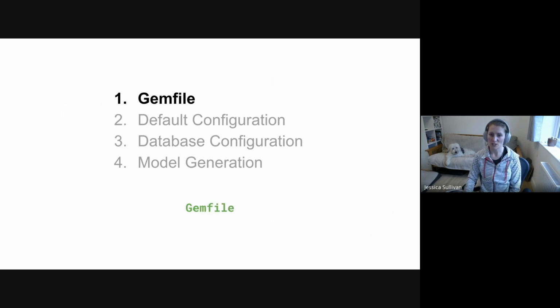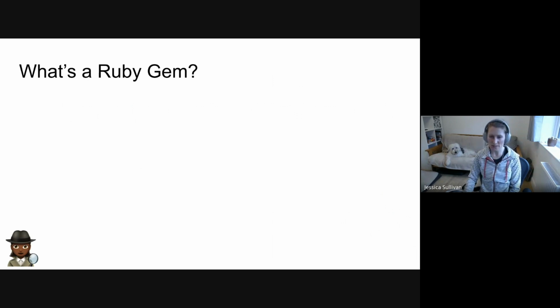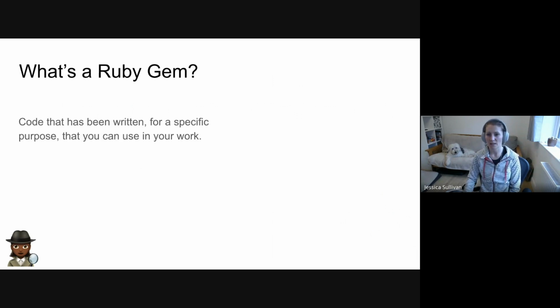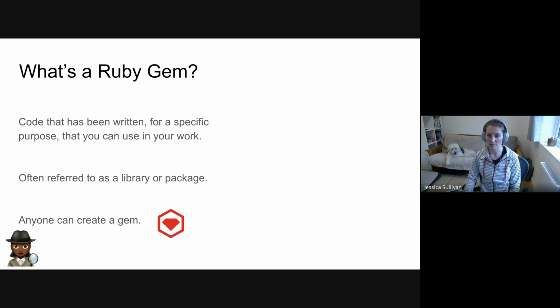But before heading to the Gemfile, she wants to confirm what exactly a Ruby gem is. A Ruby gem is code that has been written for a specific purpose that she can use in her work, so she doesn't have to write it all herself. Running Rails.new to create her Rails app has included a lot of gems by default. They're often referred to as a library or package, and Zoe learned that anyone can create a gem and silently commits herself to creating one in the future.